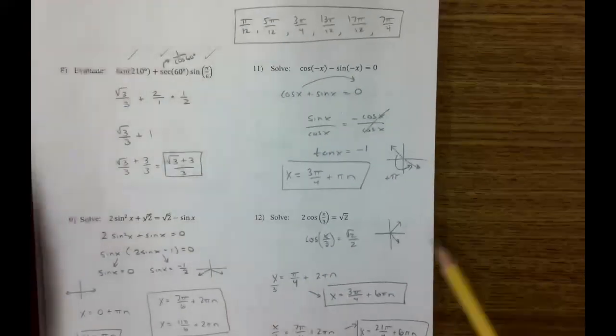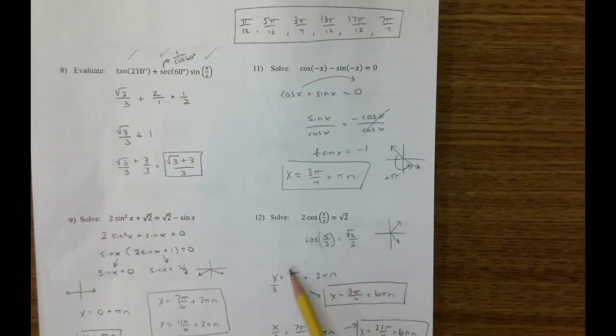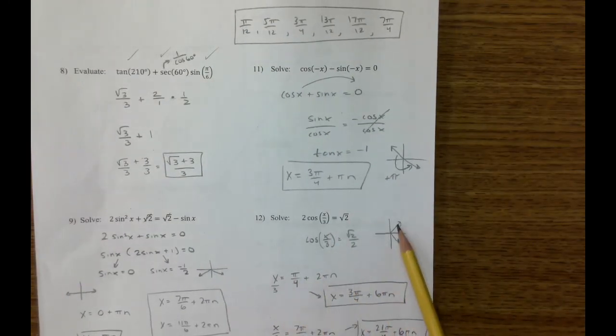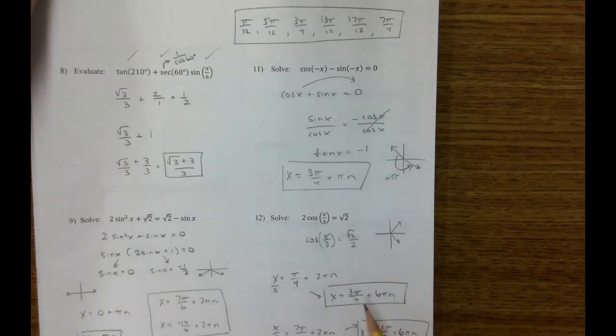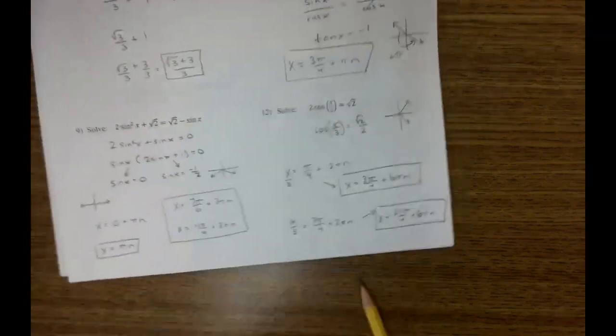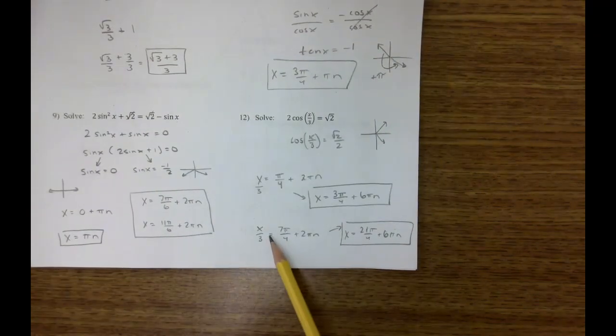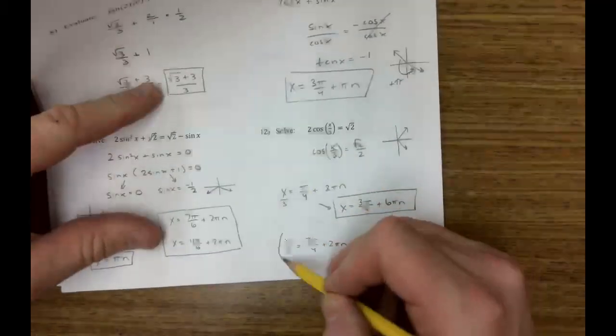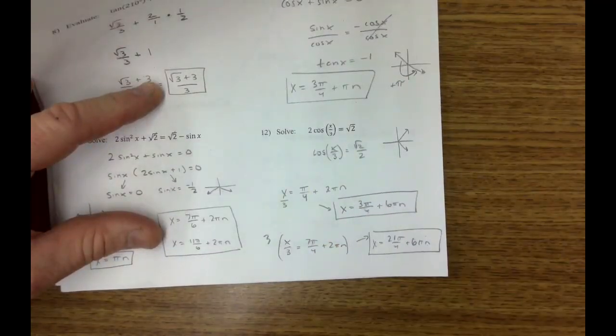Number 12, you solve for x over 3 is equal to these 2 positions, and then what you have to do is multiply by 3. Times 3 here makes it 3/4, times 3 here makes it 6. Do the same thing on the bottom one. Everything in here is getting times by 3.